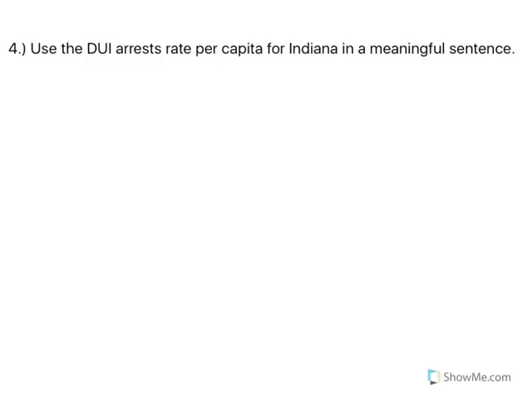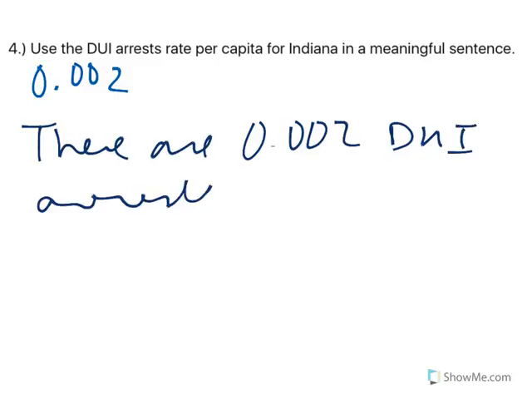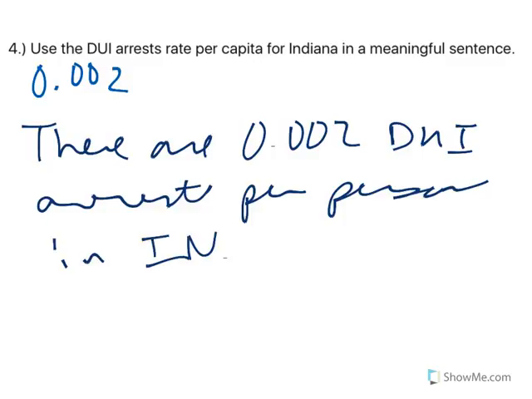Number 4: use the DUI arrests per capita in Indiana in a meaningful sentence. If you think about per capita in Indiana, the number was 0.002. So this means there are 0.002 DUI arrests per person in Indiana. That's what that number means, because this was per capita. Per is the fraction bar, per capita.